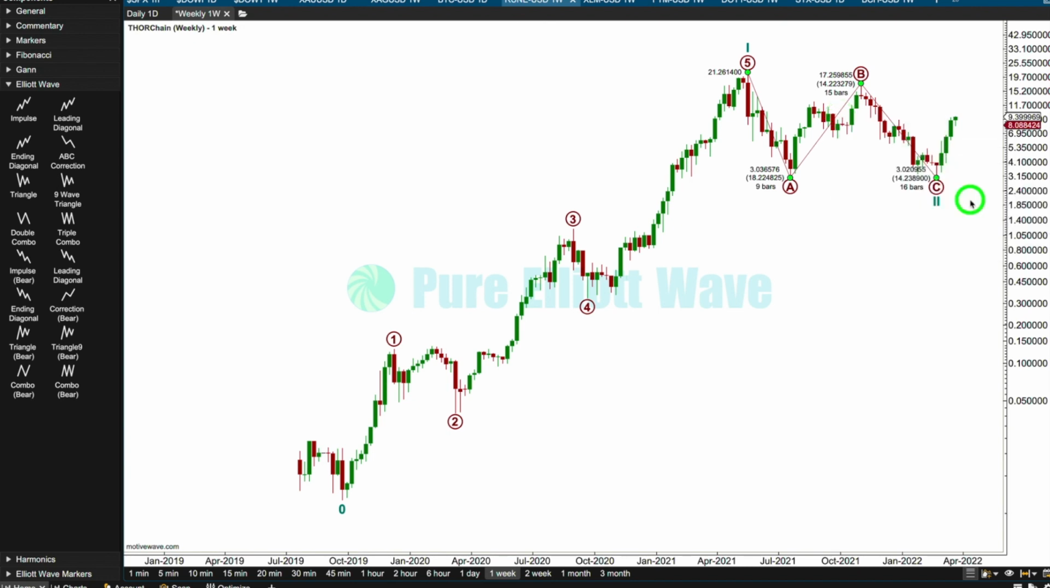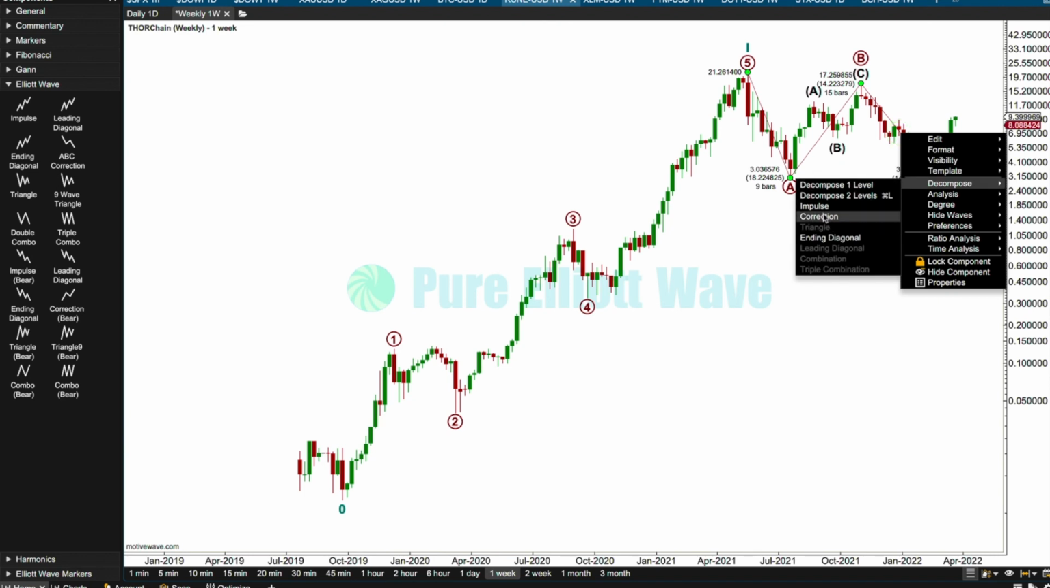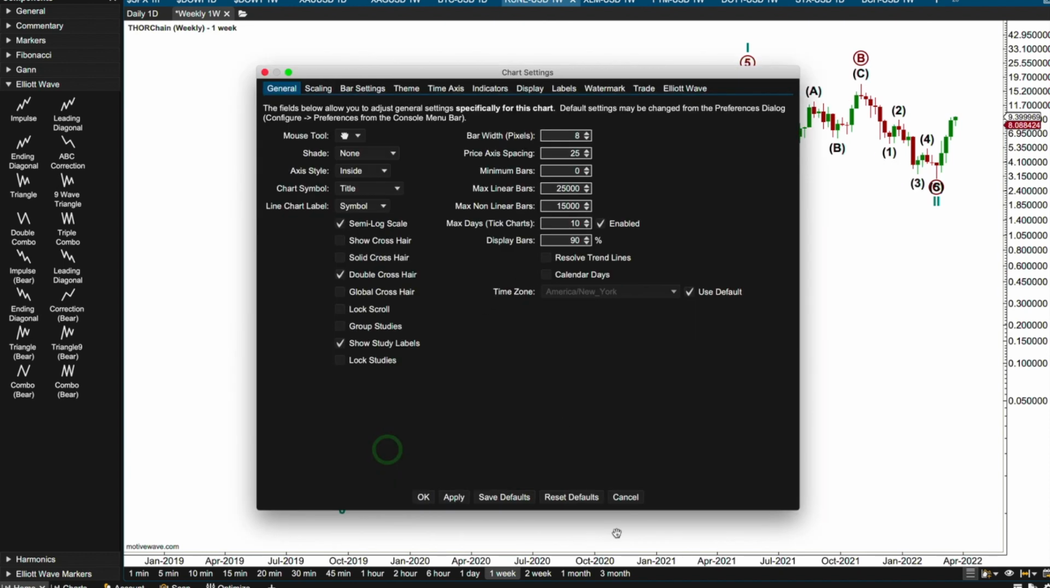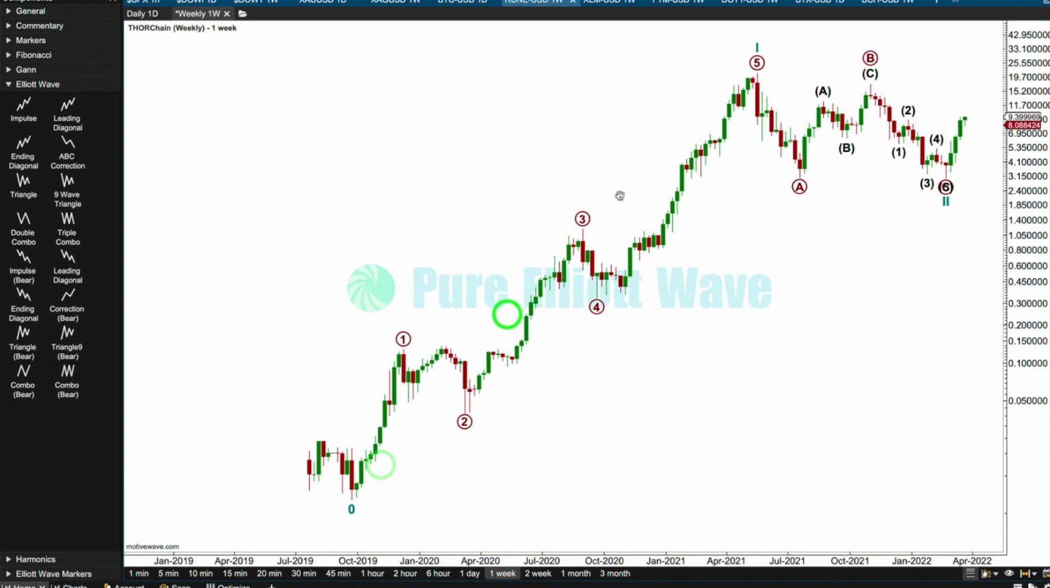Looks like this might have sufficient volume to be producing decent looking Elliott wave counts. I really like the look of this chart. I did NANO yesterday and bought some of that because I love the look of that chart. I like the look of this chart because the high here is at 21.2614. It's had a 5-wave impulse up and a huge correction down.